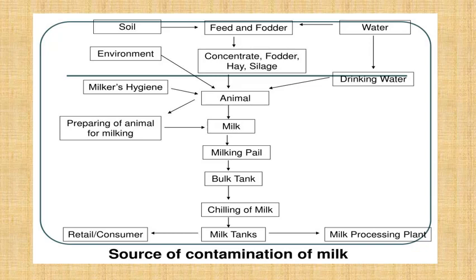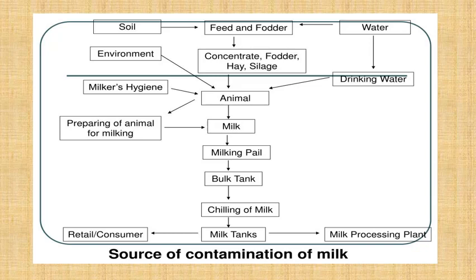And after that, milk goes through the milking pail or container or cans. Then it goes to the milk tank in the collection center, and finally it reaches the chilling center, and then it goes to the actual dairy plant for further processing. From there it goes either to consumers as liquid milk or for milk product processing.